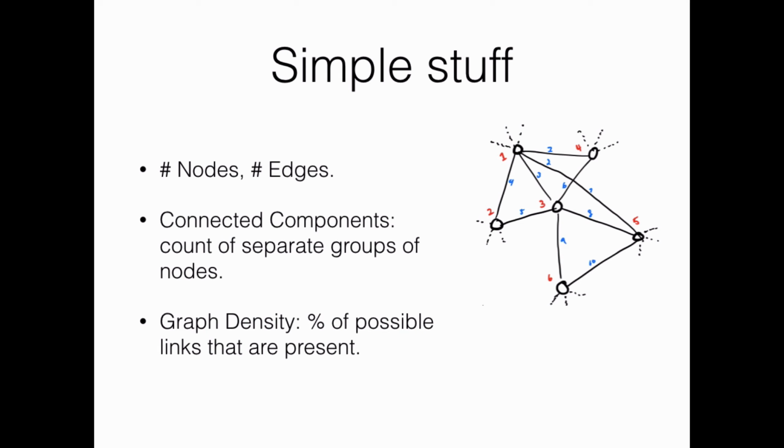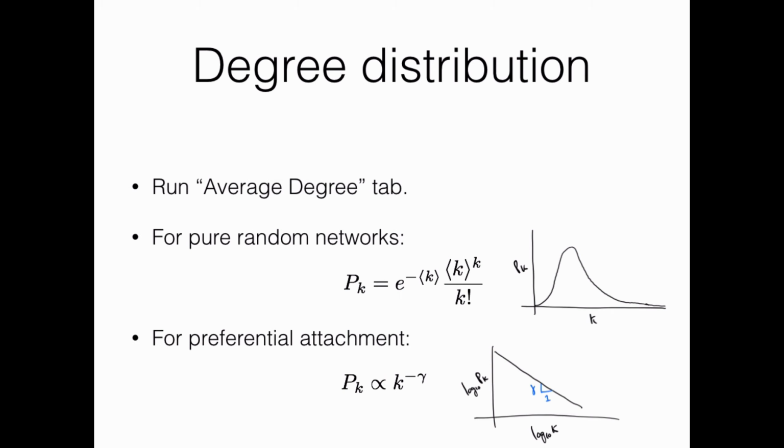Another thing to look at is the graph density. This shows up as the percentage of possible links that are present. Given that here we count 6 nodes in the network, we count 10 possible edges. And of course, this is not the fully connected network. So these are some basic stuff that you can get at.